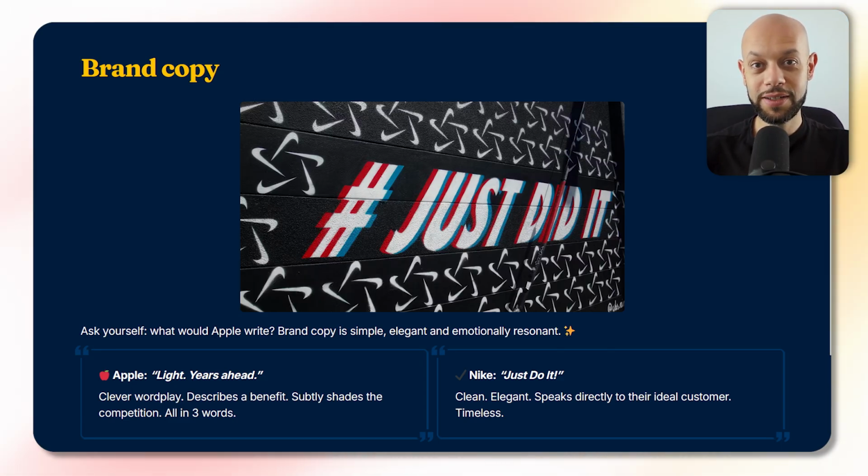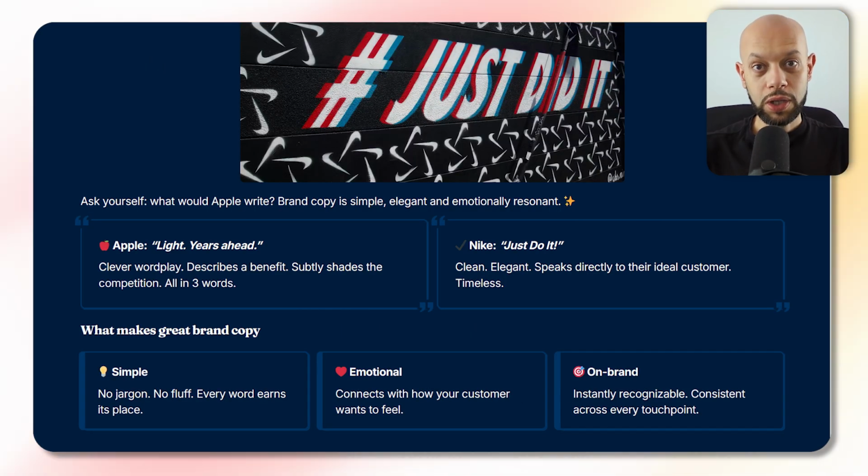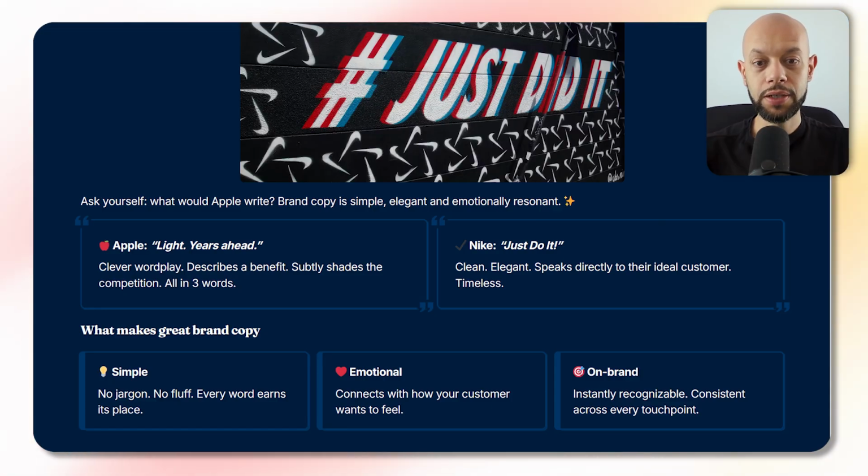For Nike, it's the famous "Just do it." It's probably the best tagline out there. Clean, elegant, speaks directly to their ideal customers, and absolutely timeless. So what makes brand copy great? The first thing is simple. So you don't use jargon, you don't beat around the bush, no fluff. Every word in its place. So for our clients, we like to use less but more impactful words. The second one is going to be emotional, connects with how your customer wants to feel. And the third one is going to be on brand and aligns with tone of voice. So instantly recognizable, consistent across every touchpoint.